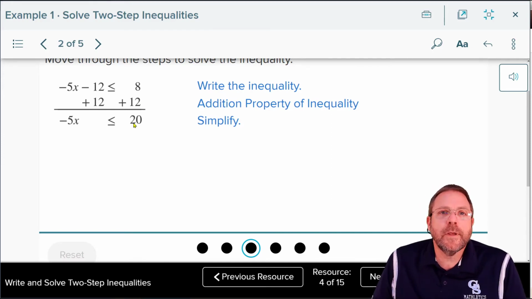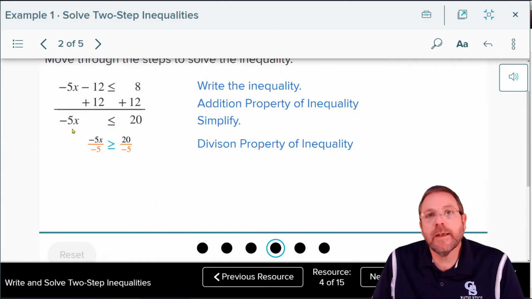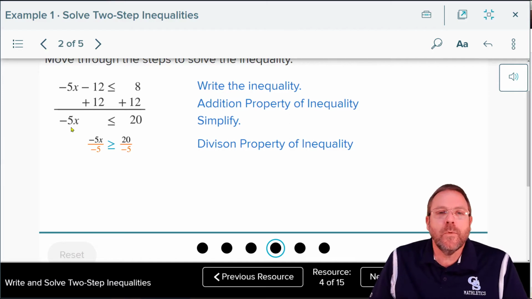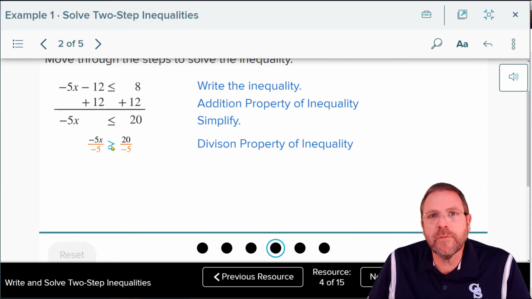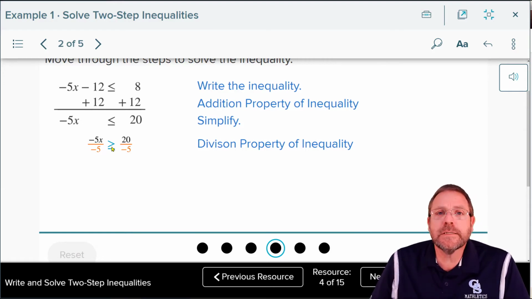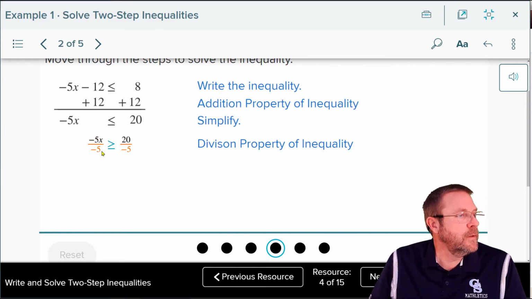Next, we're going to undo multiplication and division. -5 is being multiplied by x. We're going to undo times the -5 by dividing both sides by -5. Now I want to point out when I did this, look at the sign right here. The sign changed directions. The reason the sign changed directions was because I divided both sides by a negative number. The only time you change that sign is if you multiply or divide both sides by a negative number. On the left-hand side, these negative 5s are going to divide each other out, becoming 1.